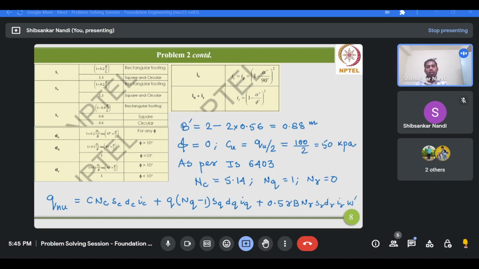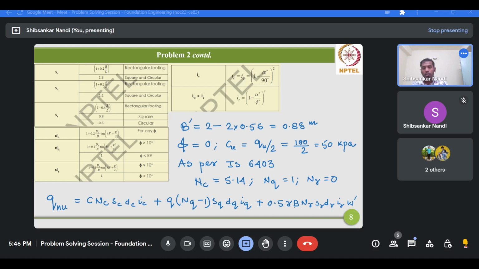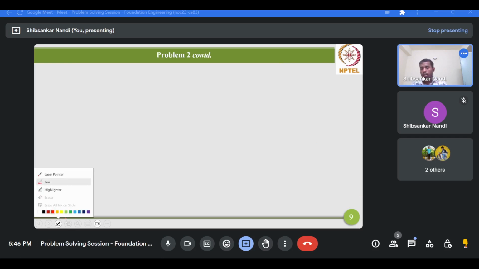water table correction factor. Now in this problem, nowhere the location of the water table is mentioned, so that's why we are considering that the water table is at a greater depth. So there is no influence of the water table on the bearing capacity of the given footing. Therefore, this term either we can neglect or we can consider as 1. Okay. So this bearing capacity equation will be modified as Qnu.